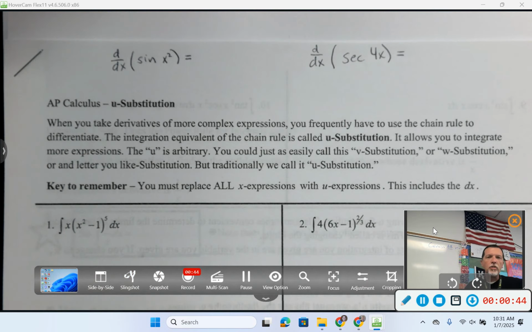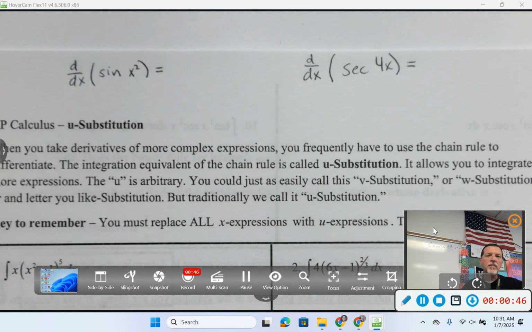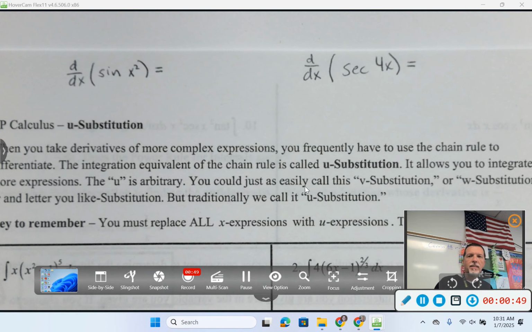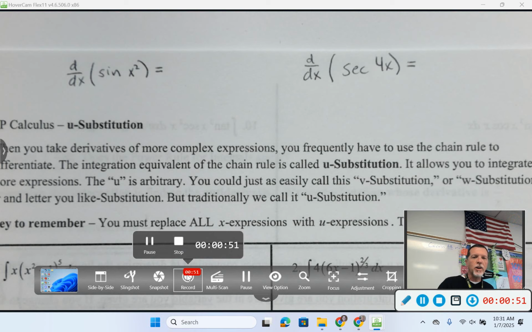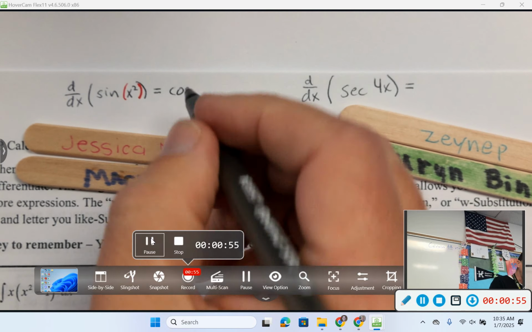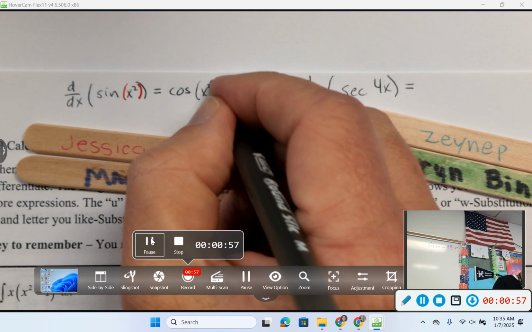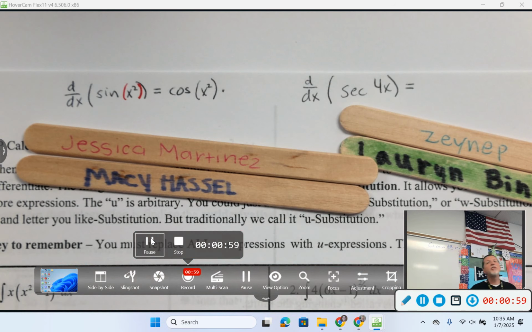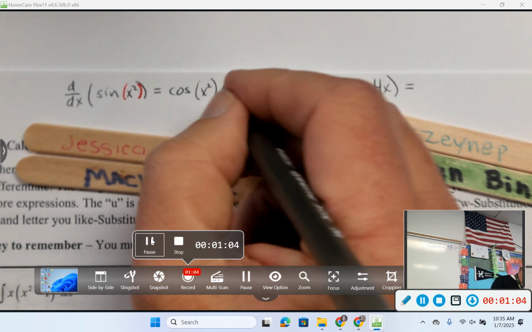So, first two warm-ups: take the derivative of sine of x squared, and take the derivative of secant of 4x. You go one layer at a time. The derivative of sine is cosine, but then we leave the x squared alone, and then we chain onto that the derivative of x squared, which is 2x.